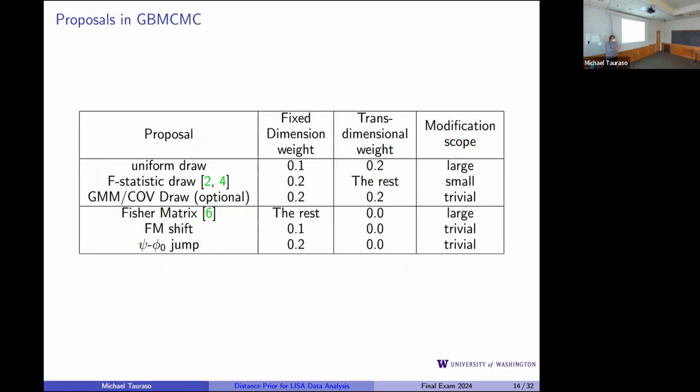So in GBMCMC, there are a whole bunch of proposals that all needed to be changed in some way to alter the parameters, like we were saying. So we're not going to talk about the trivial ones. The uniform and the F statistic draw had some fairly large changes that needed to happen to them, as did the Fisher matrix. So I'm just going to talk about those.